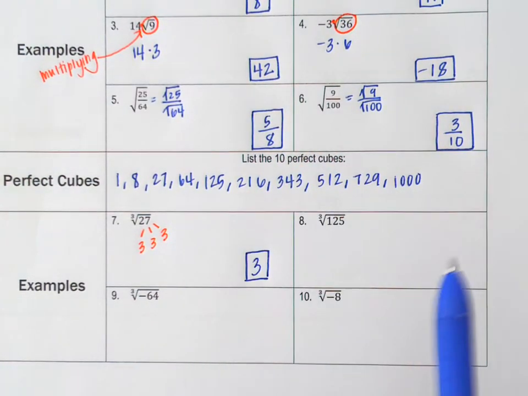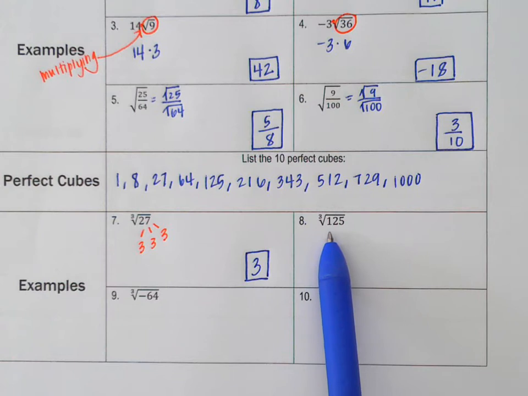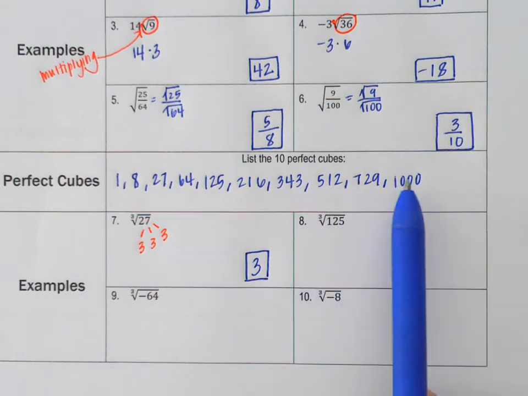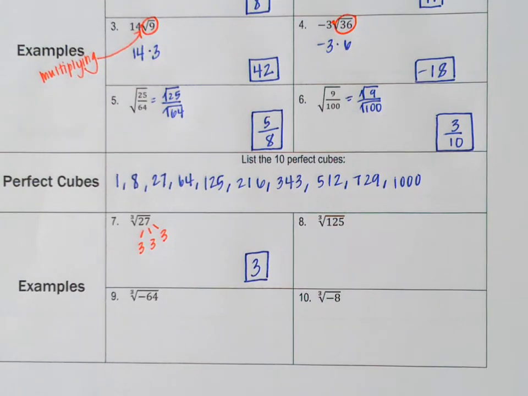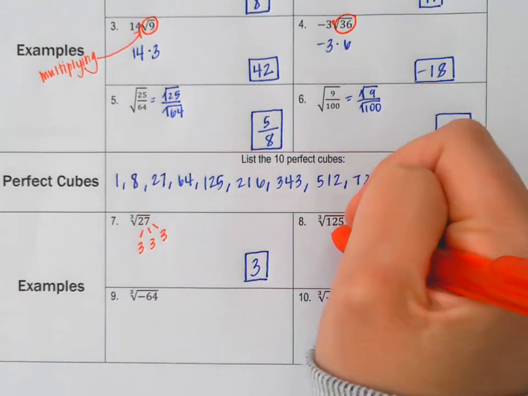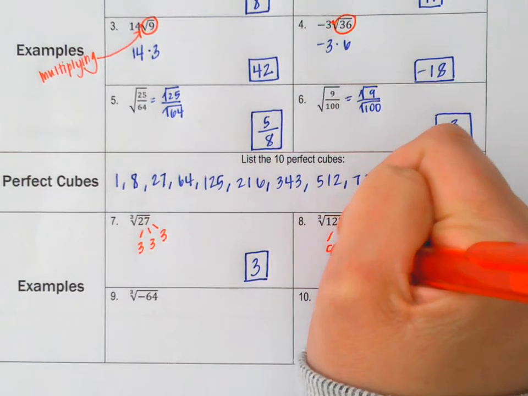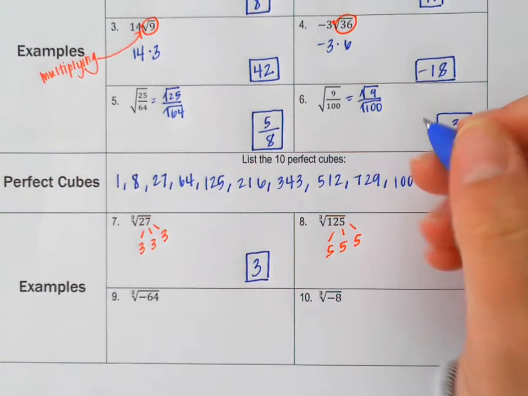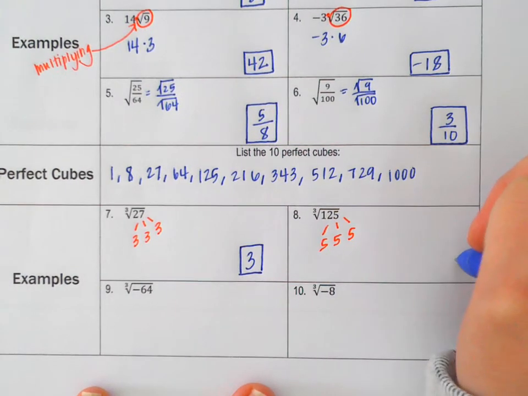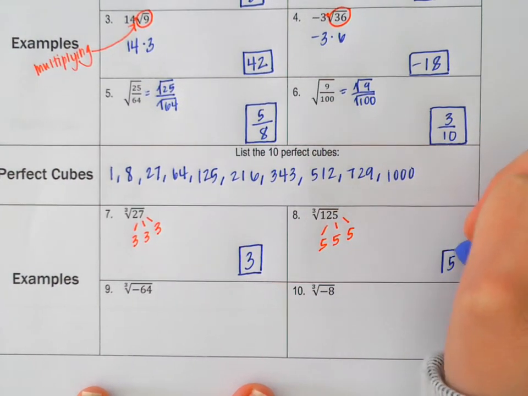So I want you guys to think, what is the cube root of 125? Use the perfect cubes up above and simplify that. Okay, so you should have thought about that. What times itself 3 times is 125? And if you thought 5, you are correct. So the cube root of 125 is 5.